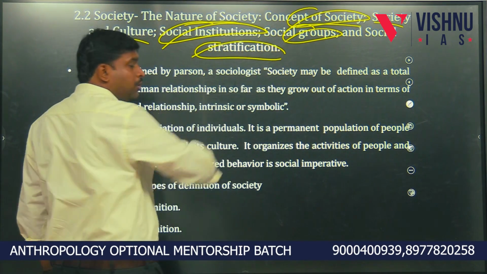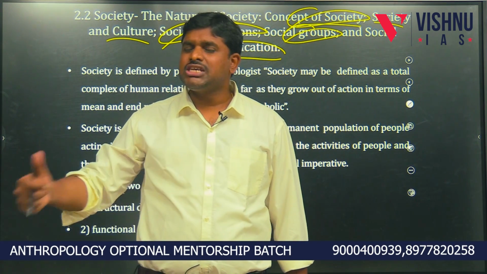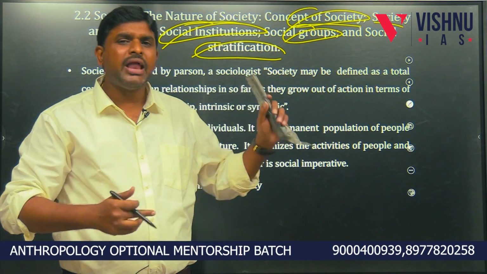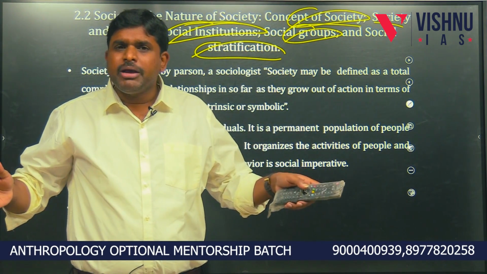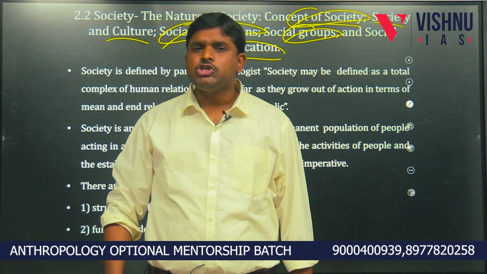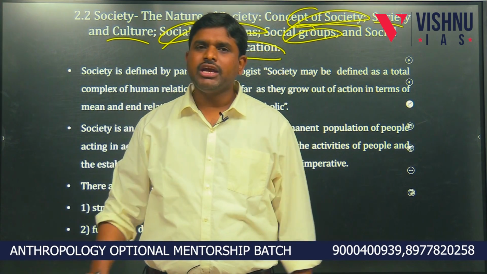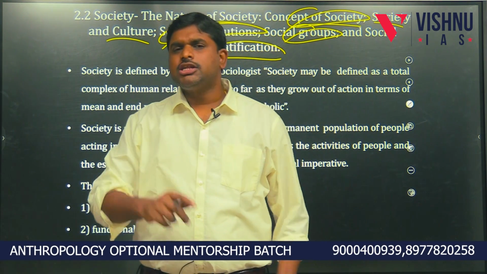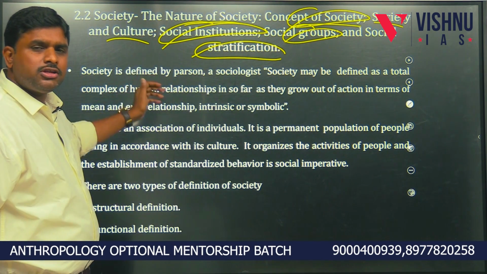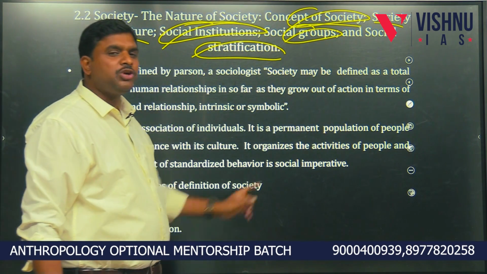Social stratification, the last topic, a beautiful topic, the caste system. India is the best example of the caste system. In social stratification, every society is stratified. American society is stratified based upon color and race, blacks and whites. People are differentiated based upon economy, rich people and poor people. People are differentiated based upon caste: Brahmana, Shudra, Vaishya, Kshatriya. Social stratification is where they are differentiated. These are all the topics which we will be discussing in 2.2: the concept of society, society and culture, the nature of society, social institution, social group and social stratification.